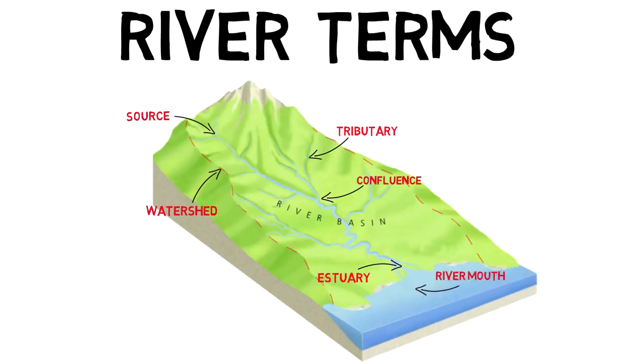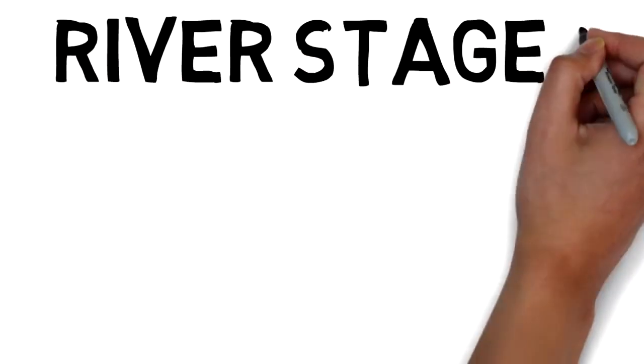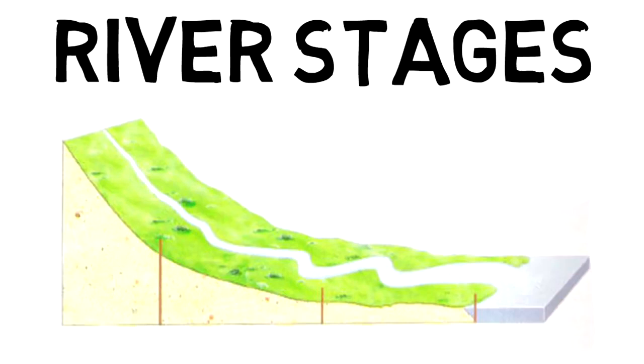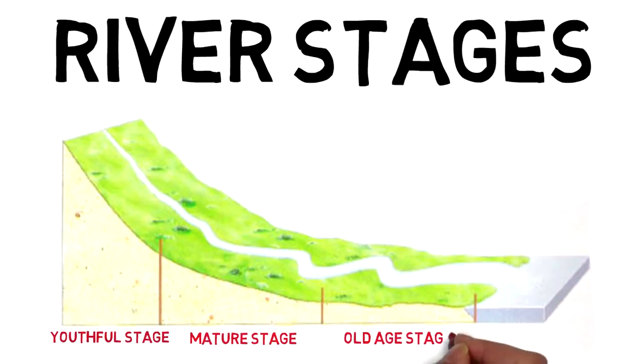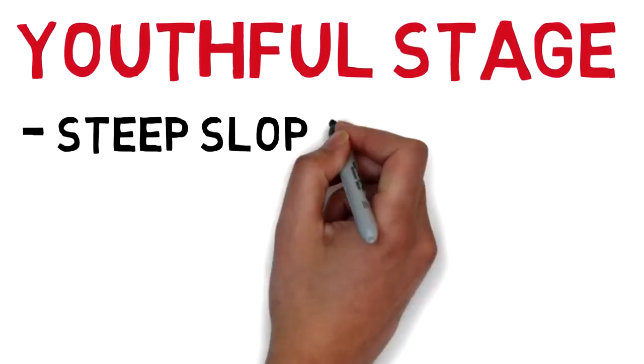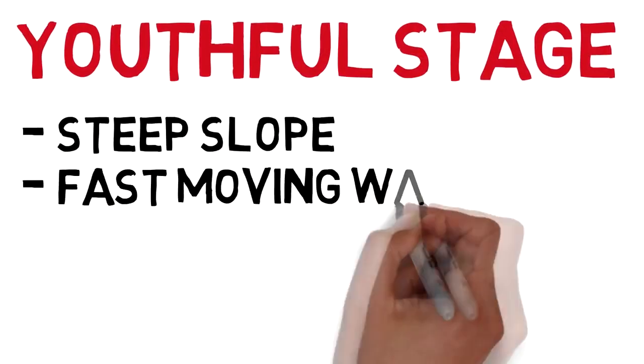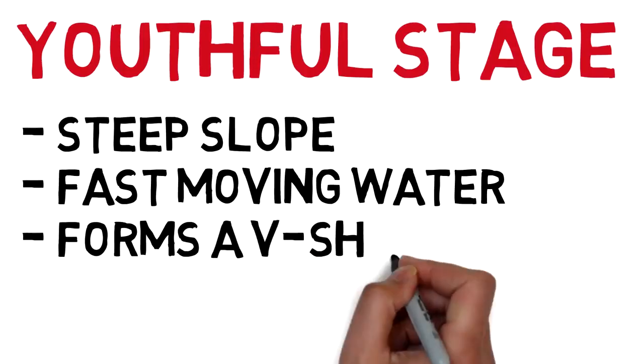So now that we have all the terms out of the way, we can move on to the 3 different stages of the river. The river can be separated into 3 different stages. These are the youthful stage, the mature stage, and the old stage. We will start off by talking about the youthful stage of the river. This stage of the river has a steep slope, fast-moving water, and often forms a V-shaped valley.